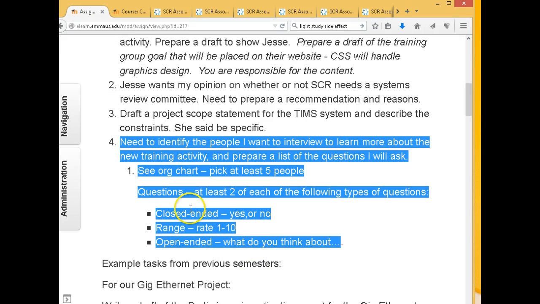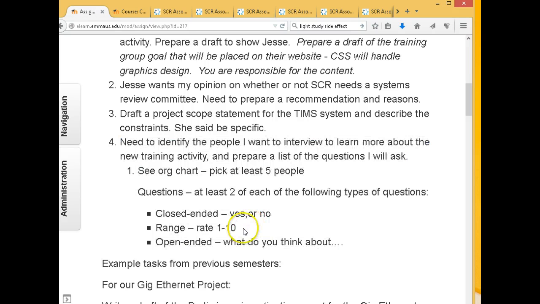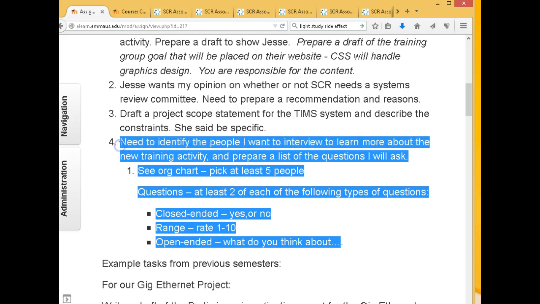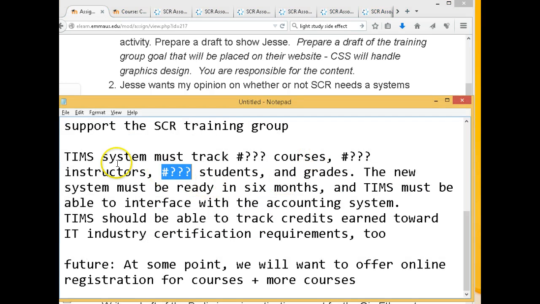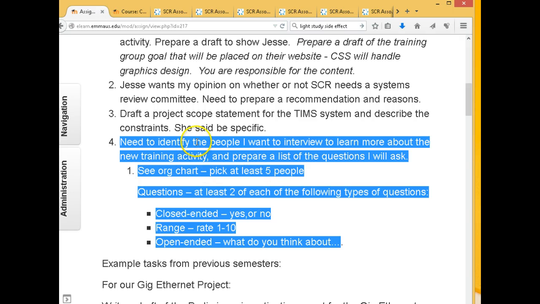So having questions that are yes or no or a range makes it easier for them to answer. And we're talking about learning more about the new training activity specifically related to some of these answers. Maybe even answers about how many courses should we provide, or how many students can you handle online, how much time could you spend. Let's think about now questions for a survey.